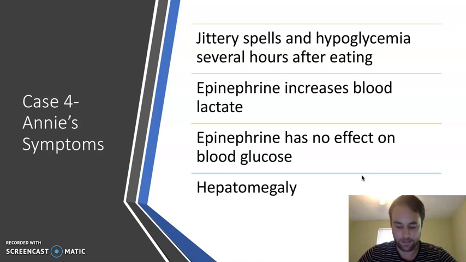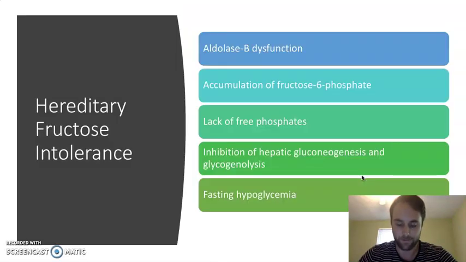Further examination reveals that Annie has an enlarged liver. Additionally, it is found that breastfeeding temporarily increases Annie's blood glucose levels, but they drop back below the normal range within a few hours. Given Annie's symptoms, the most feasible diagnosis is hereditary fructose intolerance.